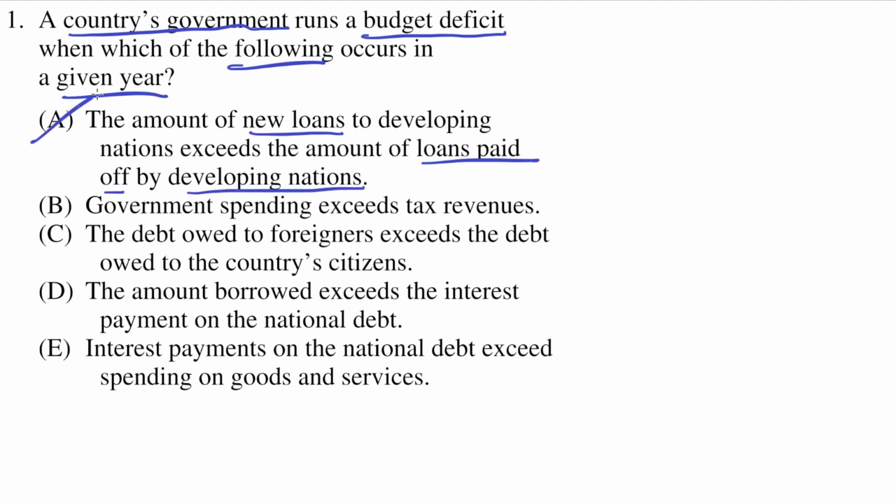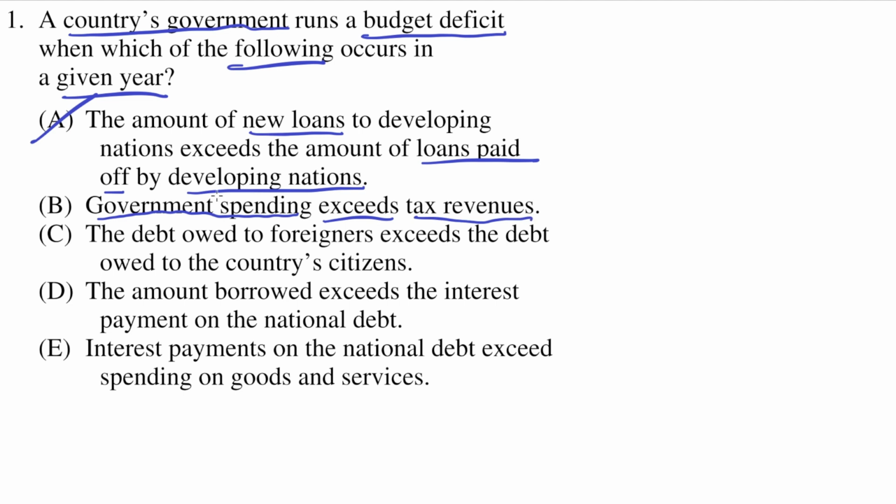So this is incorrect because a budget deficit looks at the total spending and earnings of the government, and just loan payments does not account for the total spending and earnings. So this doesn't indicate that there's a deficit. Yes, there could be a deficit in loan payments, but that doesn't mean that the rest of the budget is also in a deficit. B says government spending exceeds tax revenues.